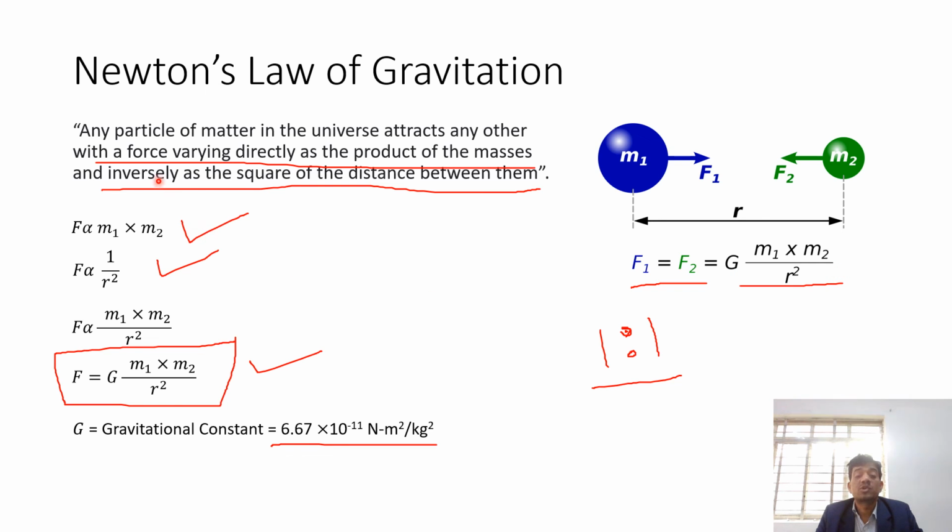The gravitational force of attraction: any particular matter in the universe attracts any other body with a force directly proportional to the product of their masses and inversely proportional to the square of the distance between them, or you can say the distance between their centers, right?